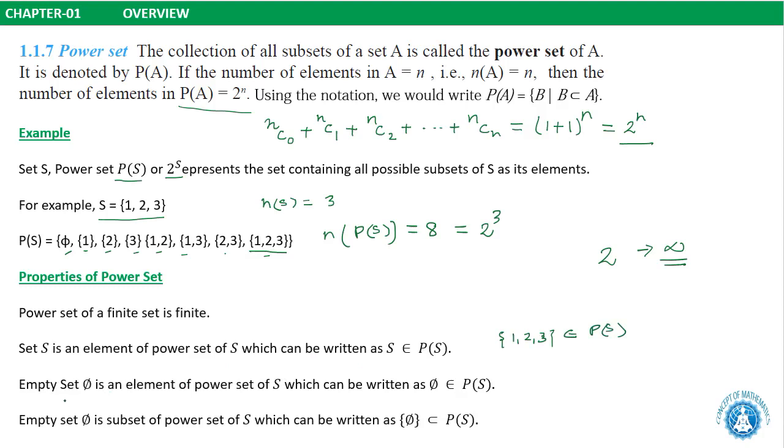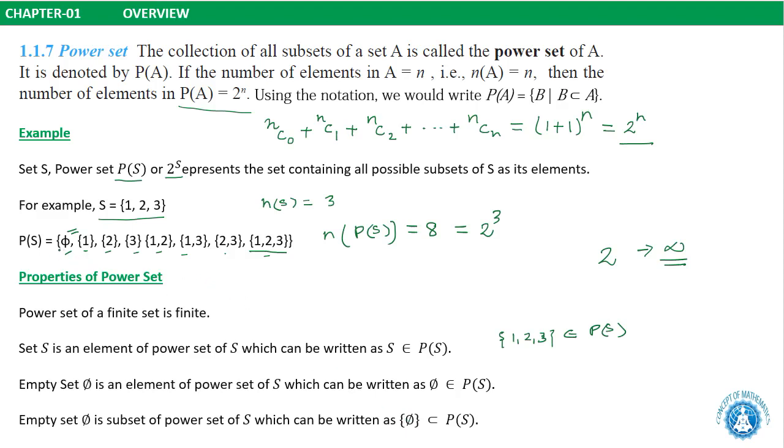The empty set phi is an element of the power set of S, which can be written as phi is an element of the power set of S, which is true. It is there. The empty set is a subset of the power set of S, which can be written as phi is a subset of the power set of S.